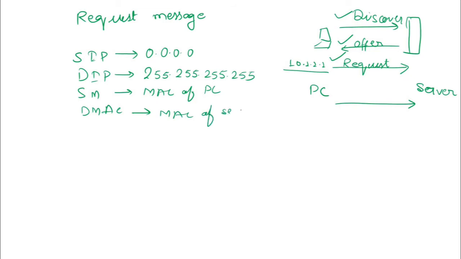So this is the difference between the discover and the request, that this destination MAC address is now known to the PC and now it is directly communicating to the destination MAC. So this time again this layer 2 communication is happening on the unicast, and the layer 3 communication is happening on the broadcast, because that is using the broadcast IP address here.